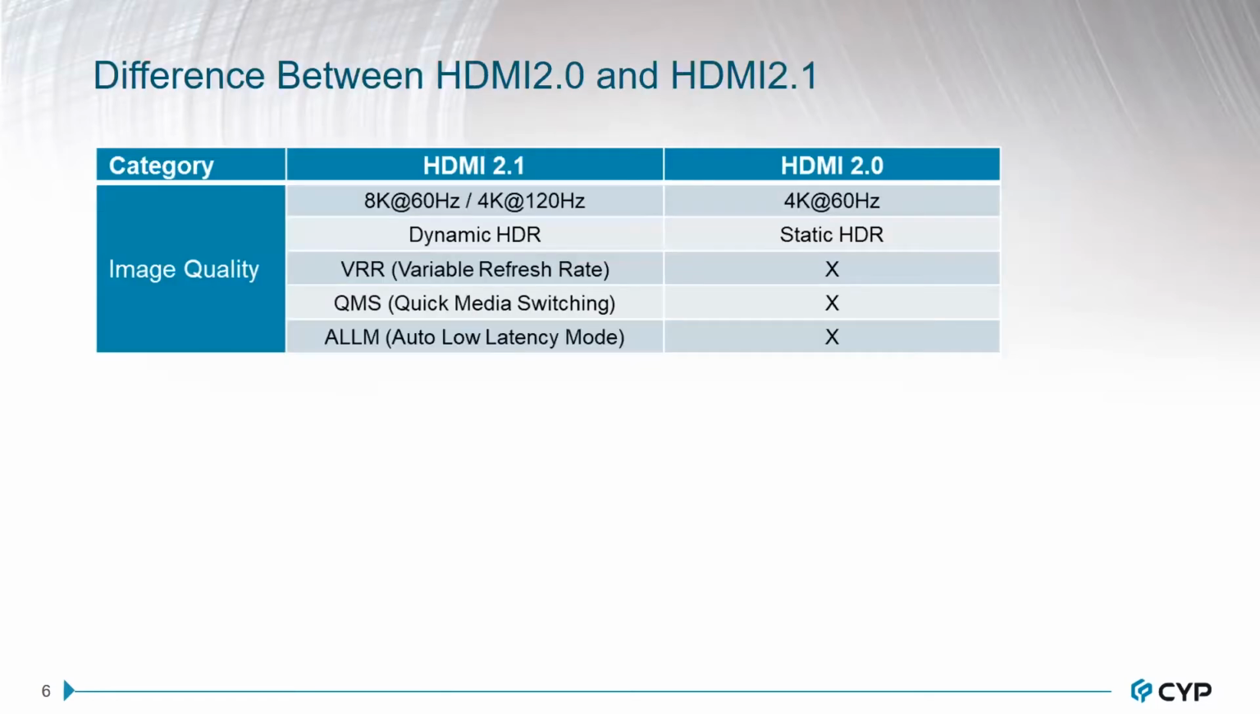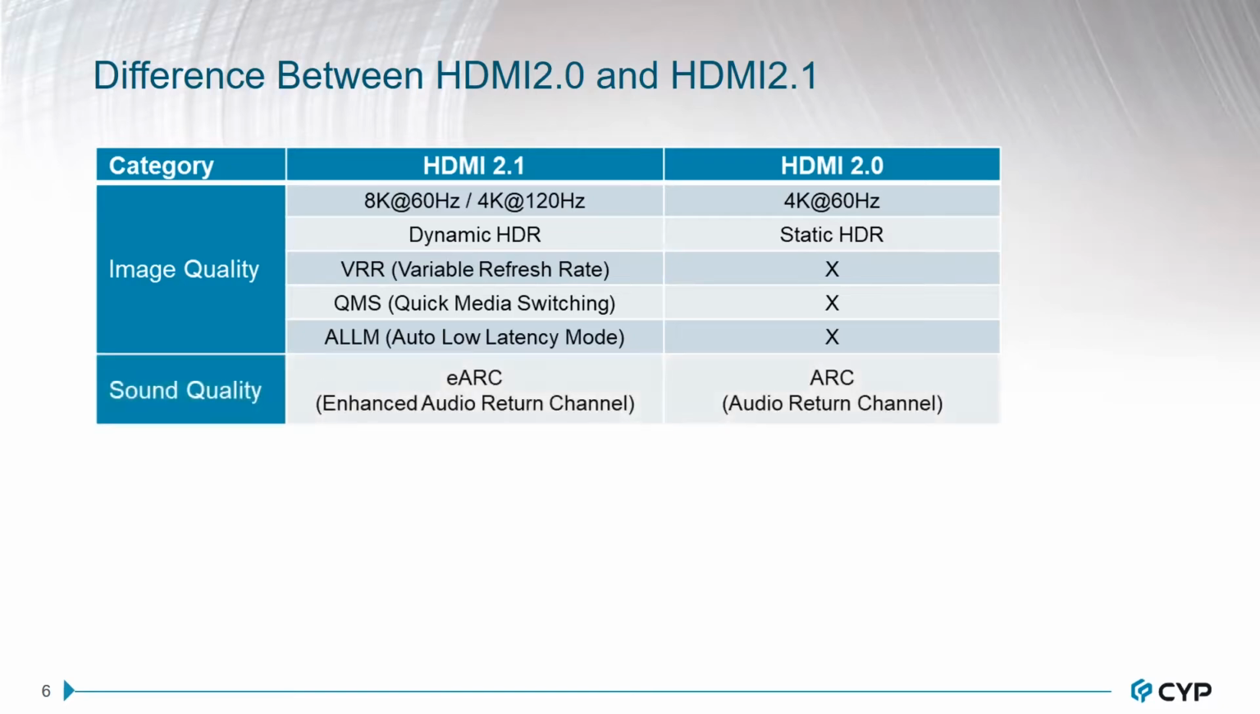Here we make a simple table to explain the difference between HDMI 2.0 and HDMI 2.1. Generally speaking, for image quality, HDMI 2.1 supports 8K 60 resolution, dynamic HDR, variable refresh rate, quick media switching, and auto low latency mode, in short VRR, QMS, and ALM. While HDMI 2.0 supports 4K 60 resolution and a static HDR.